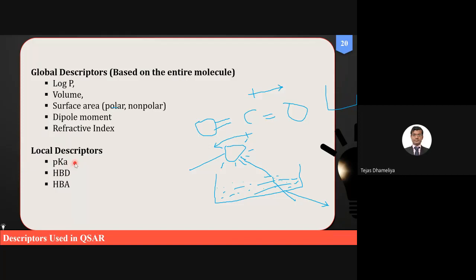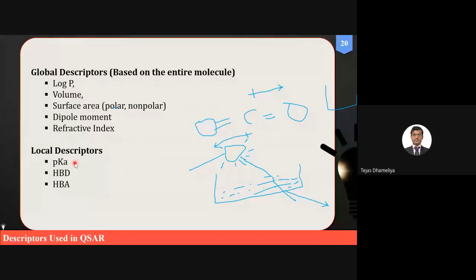Then another parameter is called local descriptors. Global descriptor means they are going to describe the total molecule, the entire molecule. And local descriptors mean they are going to describe only a portion of the molecule. For example, pK is a local descriptor. If I say benzoic acid, the acidity of benzoic acid is because of the carboxylic acid, not because of the benzene ring. Okay, so it is called a local descriptor.